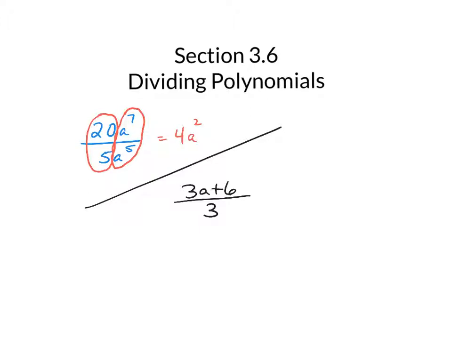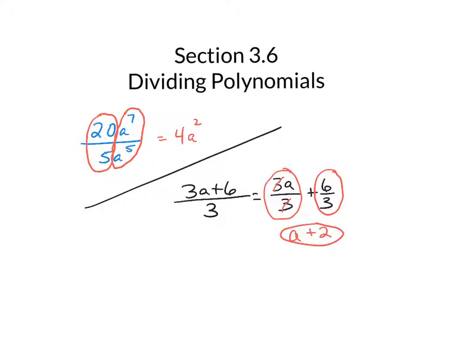Now there's several different ways of doing this. Some people like to rewrite this problem, and you could, if you wanted to, rewrite it as 3a over 3 plus 6 over 3, because when you put it back together again, you're going to get the same thing because you have the same denominator. In this particular case, I would divide 3a divided by 3, which means the 3's cancel. I'm just left with a. And then I would divide 6 divided by 3, and I would get 2, so my final answer is just a plus 2.